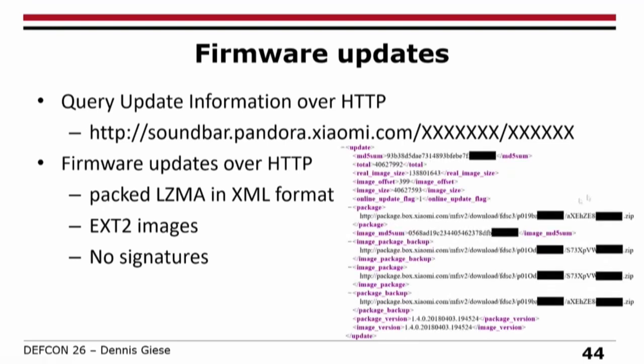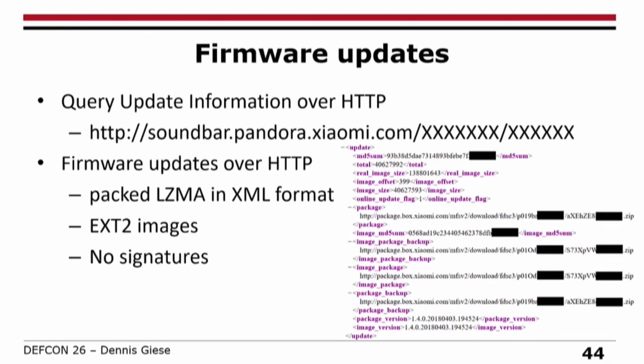I don't know if you can see it, but at the top you have the MD5 checksum of the firmware image, and the package is downloaded again over HTTP. This whole thing is packed in some kind of XML format, and it contains the images. And again, it doesn't have any signatures. So basically, this is good for us because we can just do some DNS redirection and push any firmware update we want onto this device.